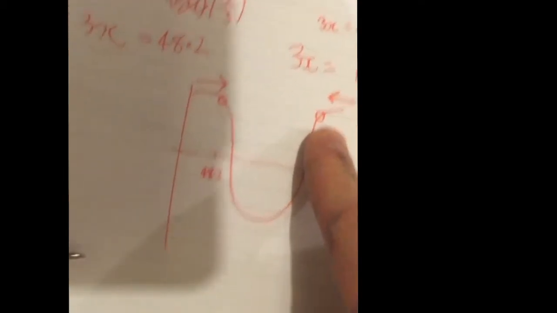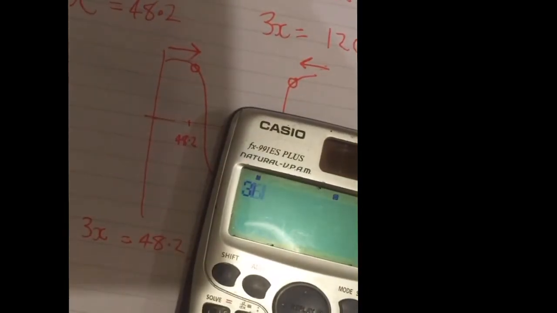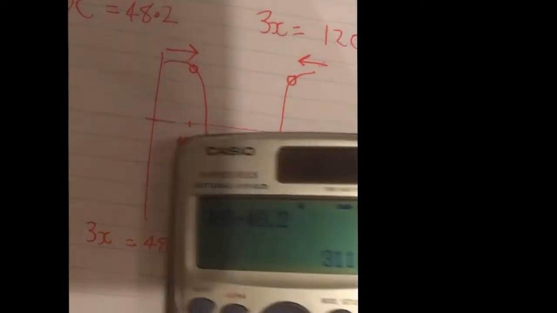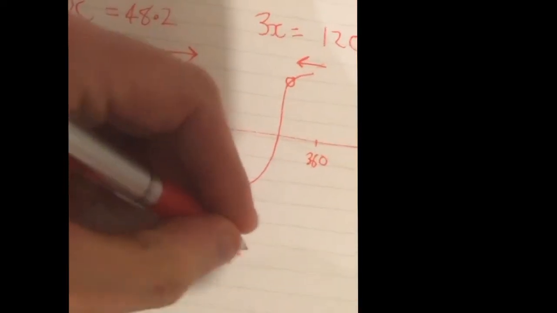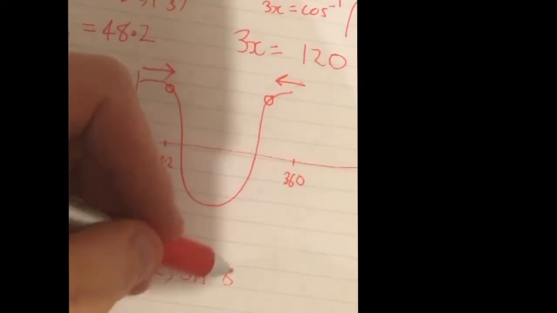And we're going to add it to our list. So down here, let's start the list. 3x is 48.2. It's now going to be 360 take 48.2, which is 311.8. But that's bust. It's already outside our limits, so we're not going to get that.